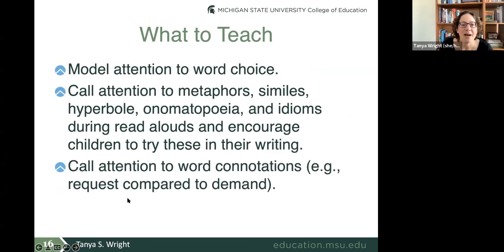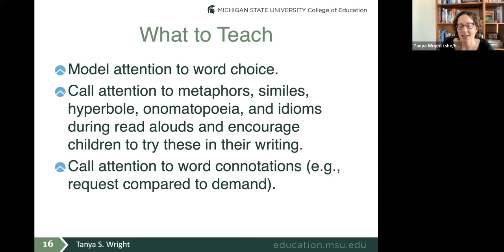Okay. What else to teach? Okay, so modeling attention to word choice. That includes when maybe the teacher is writing, making sure the teacher is modeling attention, but also teaching some of the interesting ways that words can be used. And read alouds are, again, a wonderful place to call these out and to share these with kids. But also some word collections can be wonderful. So metaphors, similes, hyperbole, onomatopoeia, idioms, and encouraging kids to try some of these out in their writing. So again, if we're collecting examples, we can say, how about you try it?